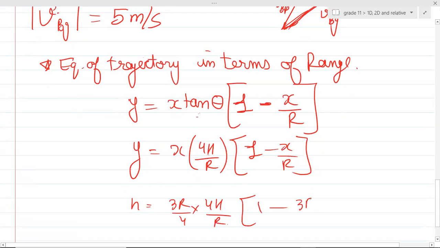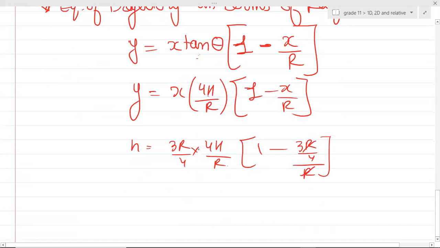1 minus 3r by 4 upon r, r will get cancelled. Here also r and r will get cancelled, 4 and 4 will get cancelled. H is equals to 3h into 1 minus 3 by 4. Yes, guys, this is it.